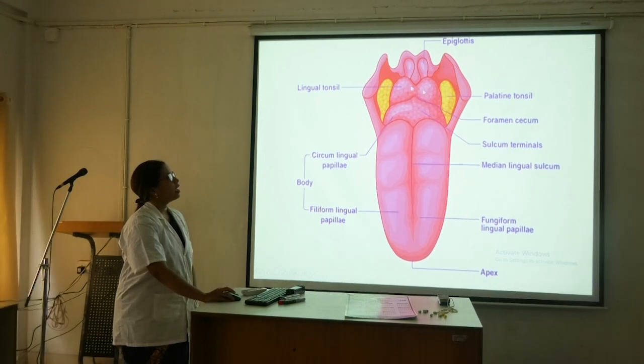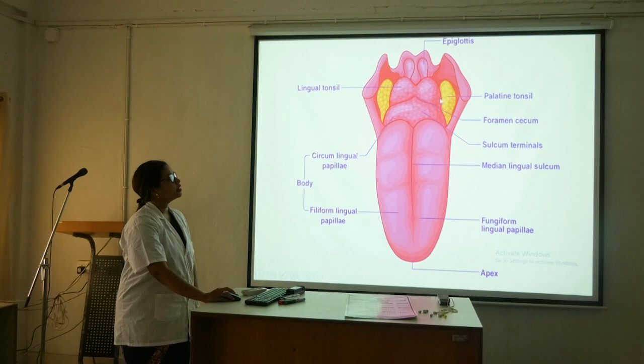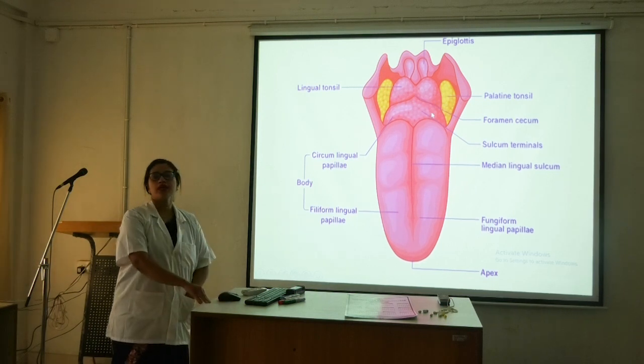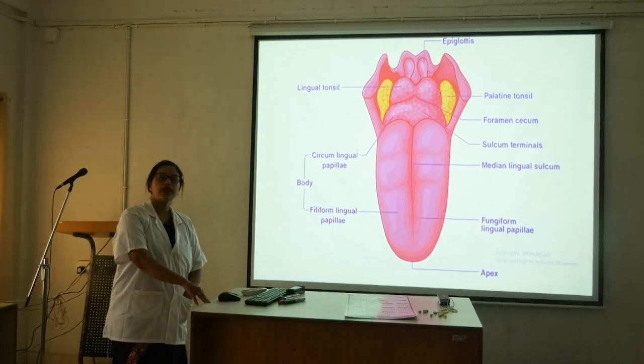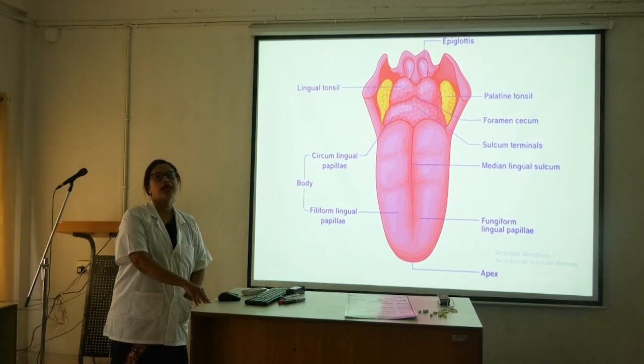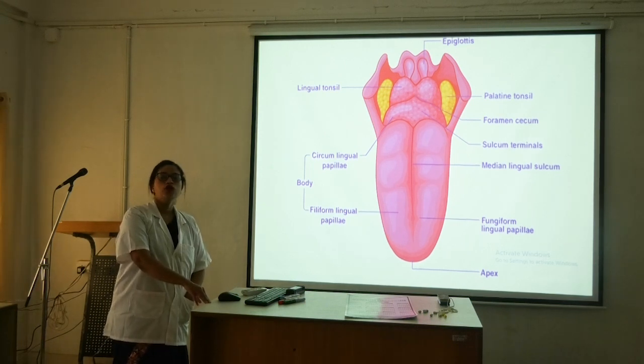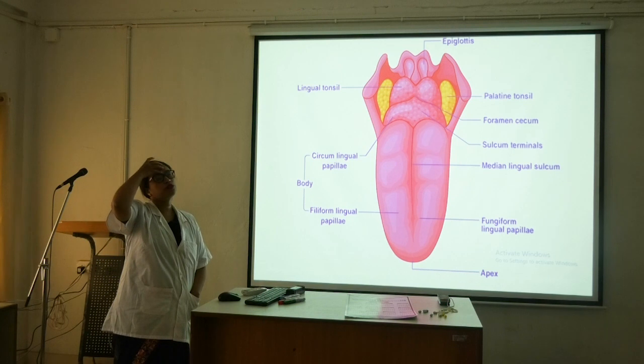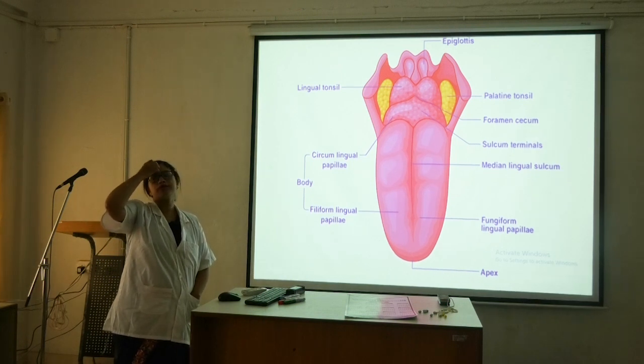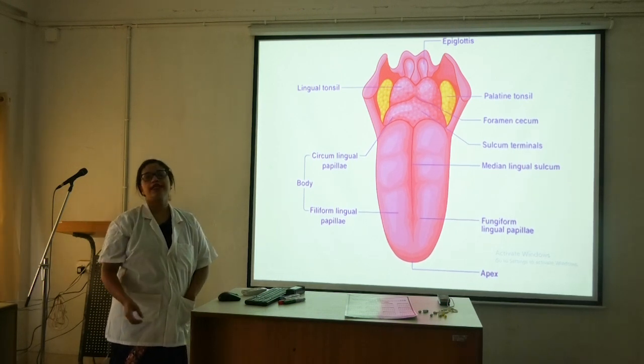And what are these things? There are two things. One is the palatoglossal arch. Another one is the palatopharyngeal arch. So palatoglossal means it should be connecting with which palate?